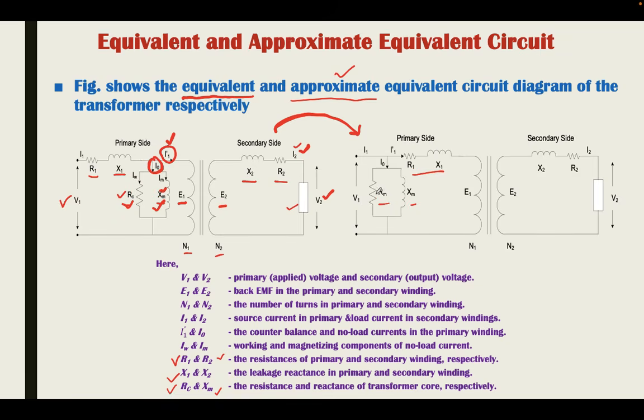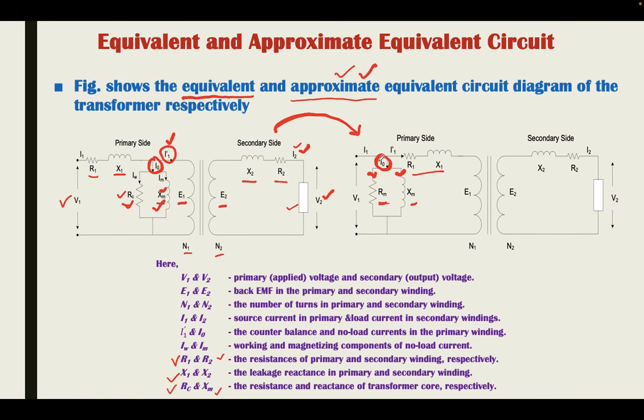Now, why do we represent the core parameters prior to R1 and X1? Because when V1 is applied directly across Rm and Xm, we can easily analyze the current flowing in these two paths, and we can analyze I0 without any calculation of X1, R1, E1, etc., or the rest of the circuit. We can analyze this network as a separate parallel circuit, and hence it makes our calculation easy. That is why it is known as the approximate equivalent circuit diagram of the transformer.